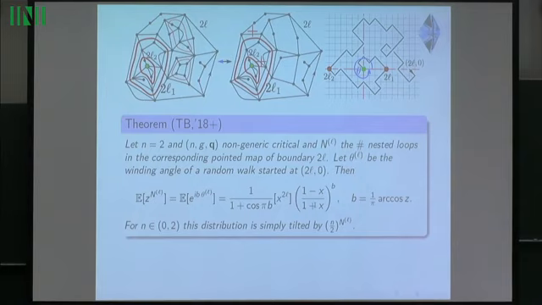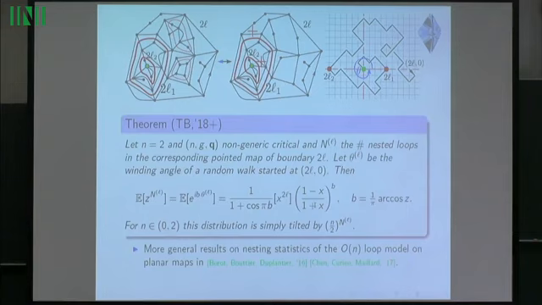And one can get the similar nesting for the O(n) loop model with values of n not equal to 2, but just taking this distribution and tilting it by n over 2 to the power number of loops. And this is a result which is closely related to earlier results obtained in particular by Bertrand and collaborators and Nicolas and Lin Xiao.